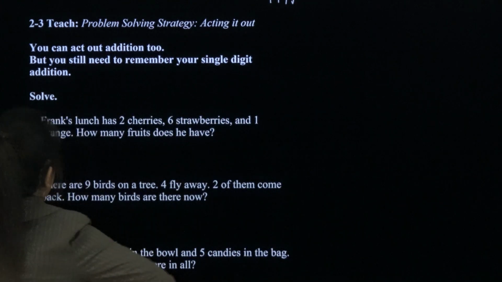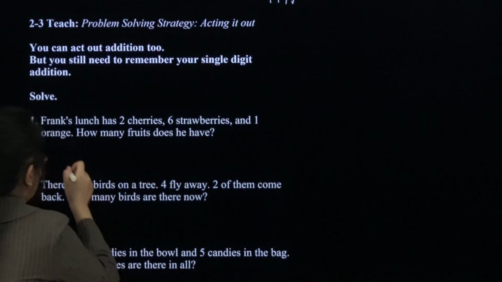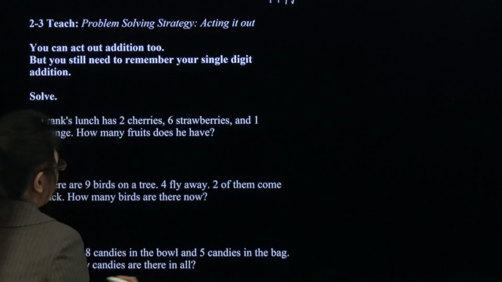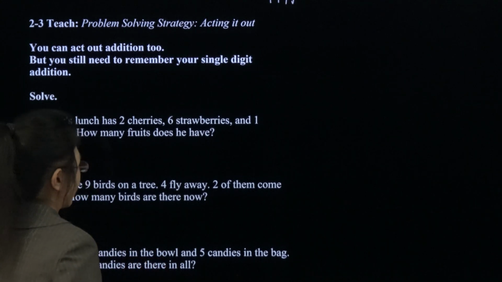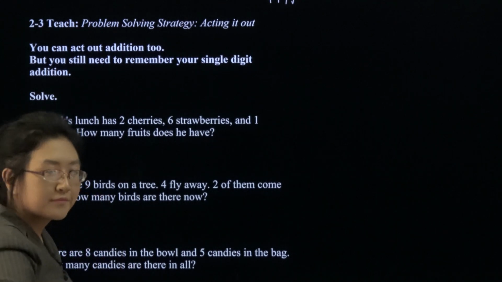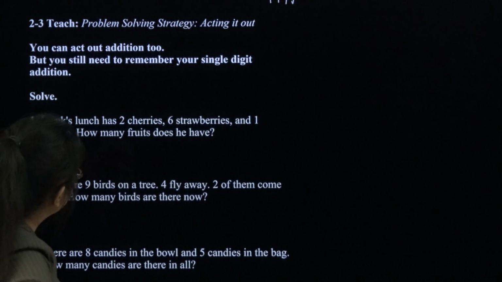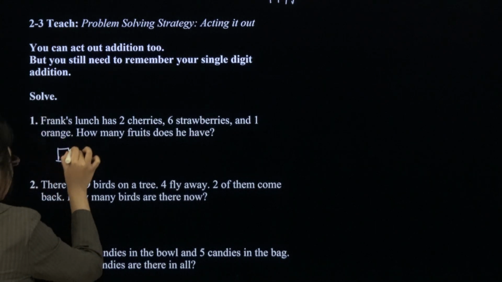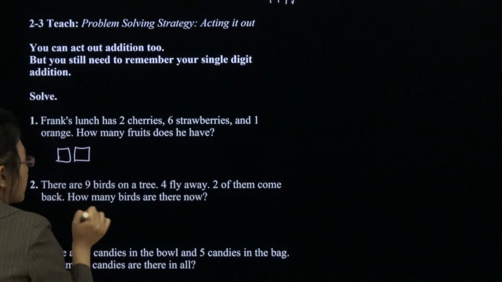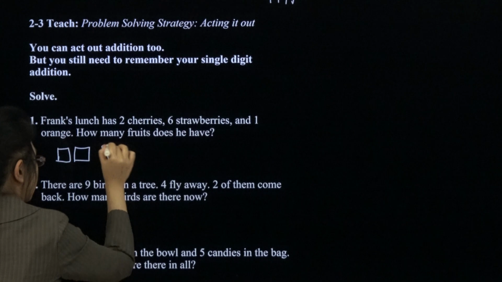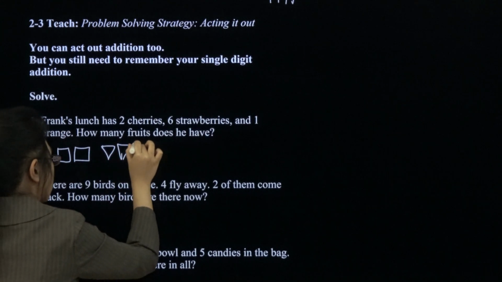Oh, okay, so let's just solve some questions. Frank's lunch has 2 cherries. Let's just draw it because I don't have 2 cherries with me. Nor do I have 6 strawberries. Nor do I have an orange. All right, so cherries, what shape? Let's go with squares. Why not? 2 cherries. 6 strawberries. Strawberries are going to be triangles because they kind of look like triangles.